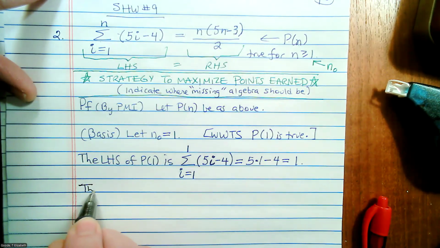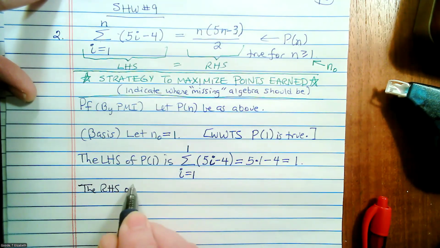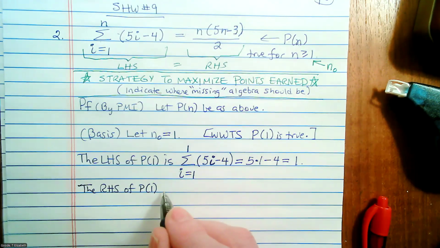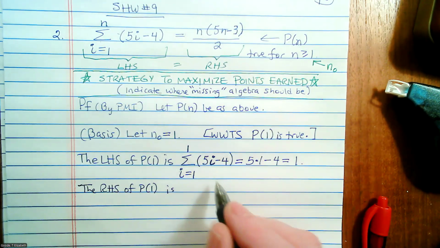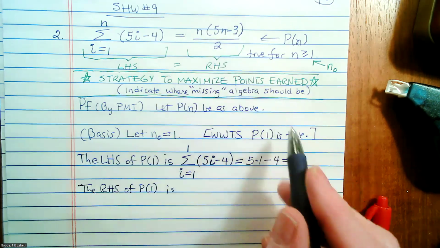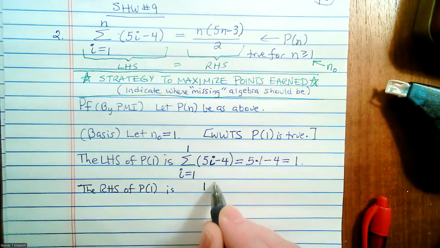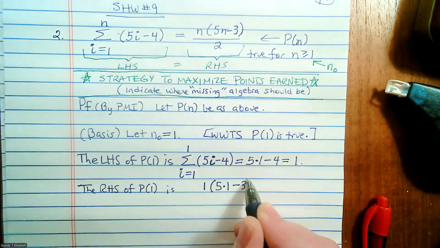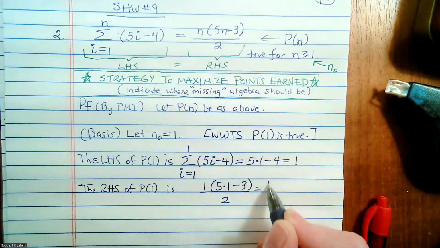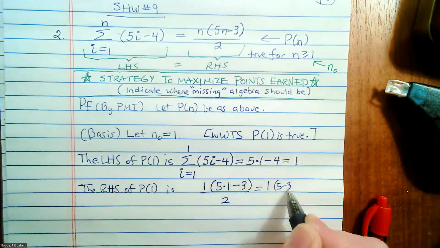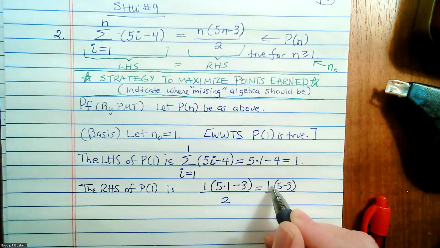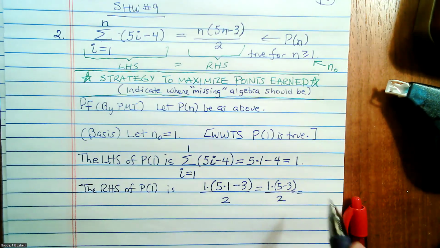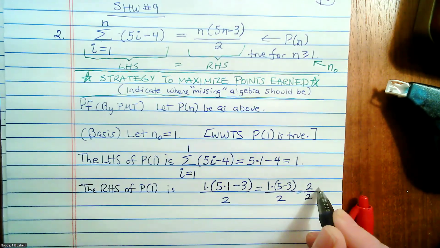And just tell your reader what you're doing, and it helps you organize your thoughts too. It's worth the time. So what is the right-hand side of P of 1? So what is n? 1. So 5 times 1 minus 3 all over 2. Great. So it's 1 times 5 minus 3 over 2, right? So what is 5 minus 3? 2. So what's 1 times 2? 2. So 2 over 2 is 1.